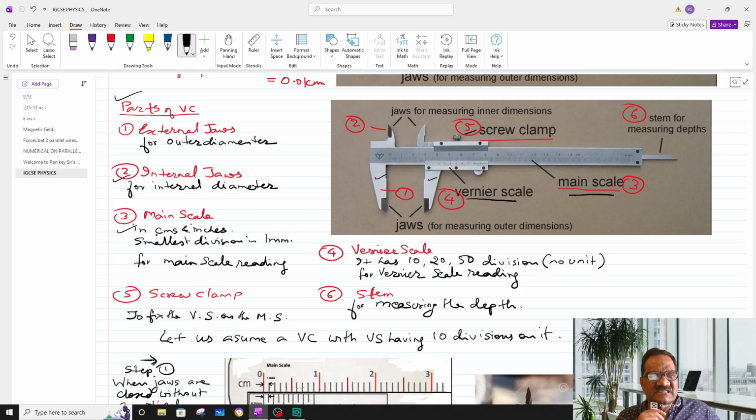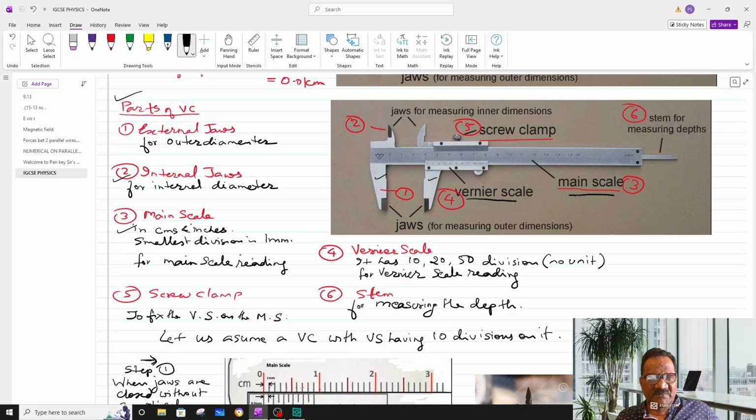So this is that main scale, right? The main scale will help you in taking the main scale readings. The calibration is in centimeters and inches, and the smallest division is 1 millimeter. So on the main scale in the vernier caliper, the smallest marked division is 1 millimeter, or you can say 0.1 centimeter. Whatever reading you take on the main scale is known as the main scale reading, right?